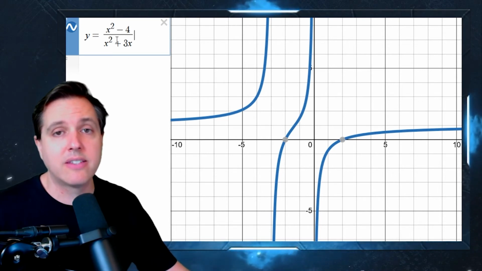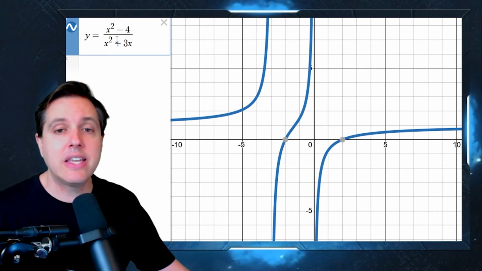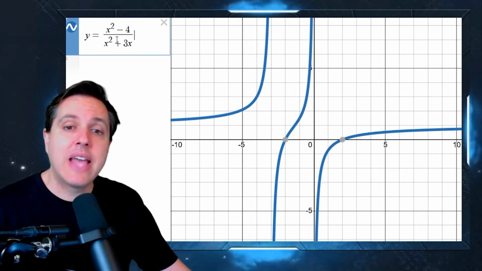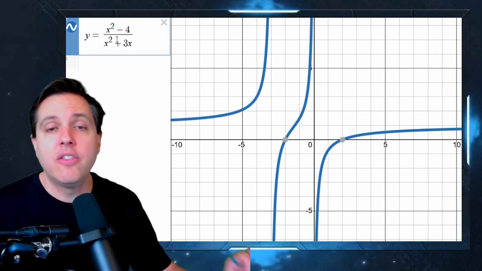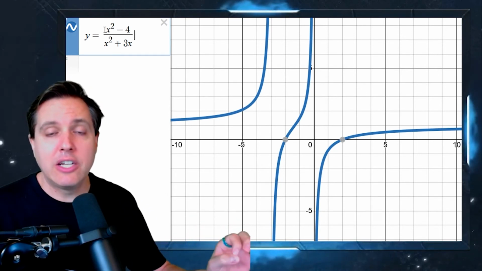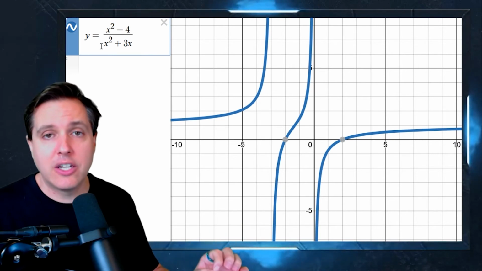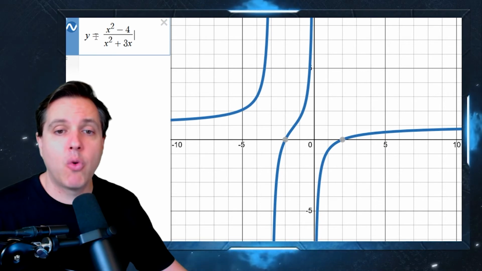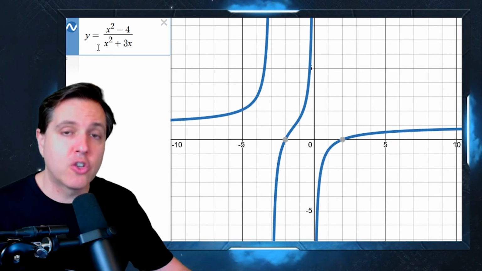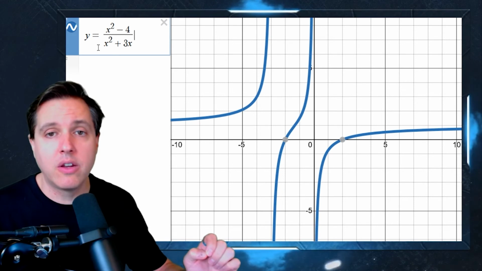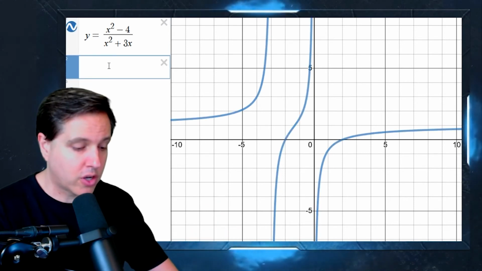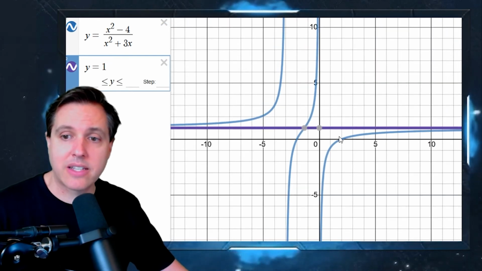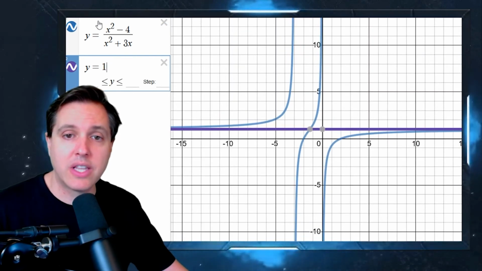So if we look at the degrees of the numerator and the degrees of the denominator, this is one of the three cases. That's where the degree of the numerator is equal to the degree of the denominator. And what happens in that case is it ends up being the ratio of the lead term on top over the lead term on the bottom. In this case, we have a 1 coefficient in front of our x squared, and we have a 1 coefficient in front of the x squared on the bottom. So that ratio would be 1 over 1, which is 1. And sure enough, if you look at our horizontal asymptote, y equals 1. That's not by accident. That's because it's the ratio of those leading coefficients.